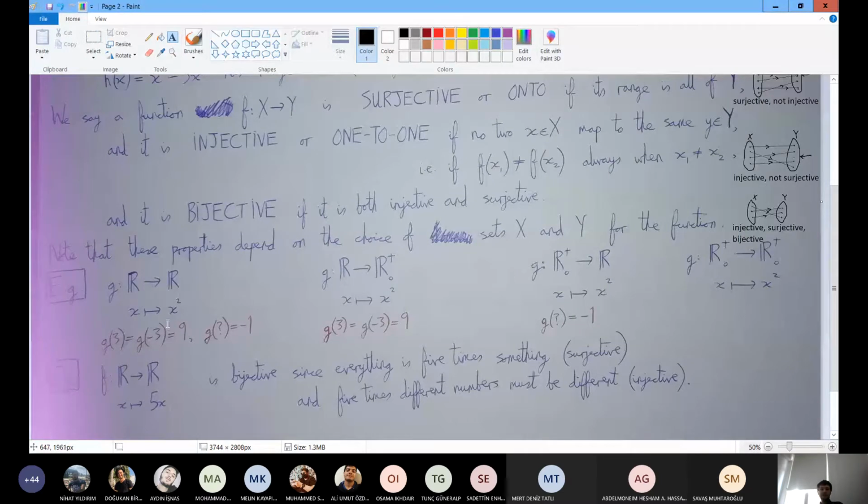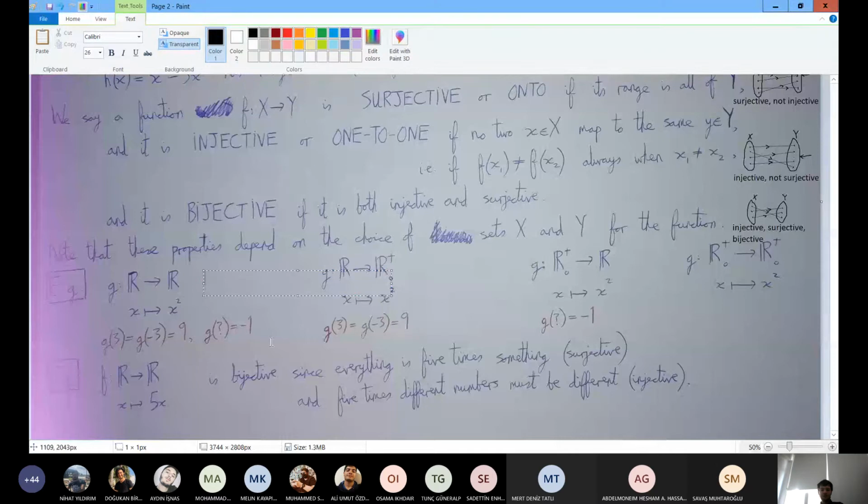Now this is not injective and it's not surjective, because g of 3 and g of minus 3 are the same thing. That means it's not injective because you have two different numbers mapping to the same place under the function. But it's also not surjective because g of nothing is minus 1. Minus 1 is not in the range. There is no real number x such that x squared equals minus 1. Minus 1 is not in the range, so it's not surjective. 9 is in the range twice. It's hit by two arrows, so it's not injective.